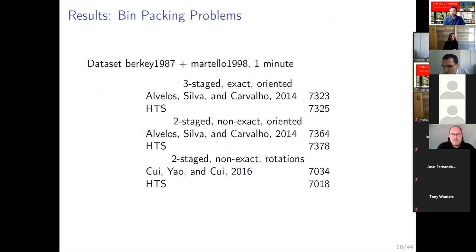For bin packing, the results are also rather satisfactory. So compared to these exact approaches for 3-stage and 2-stage without rotation, we are not very far from the solutions where this algorithm runs longer than the 1 minute we give to the heuristic tree search. And for the 2-stage with rotation, it improved the previous approach, the previous heuristic approach from Qi and Qi.